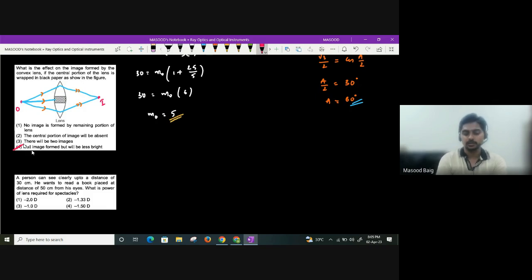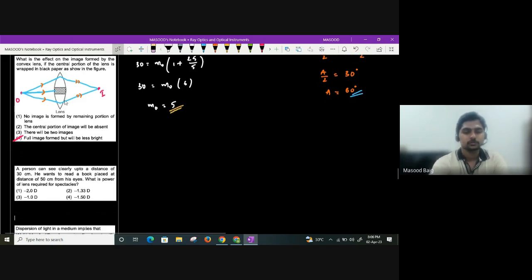Why is it less bright? Because initially this part was available for refraction. Now, on placing the black paper, this part is not available for refraction. So the refracted light will be less in amount, guys. That is the reason we say that the image will be formed, but it will be less bright. Clear? Understood, all of you? Yes.